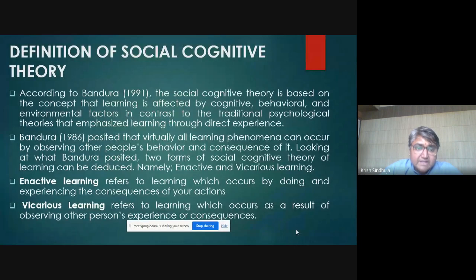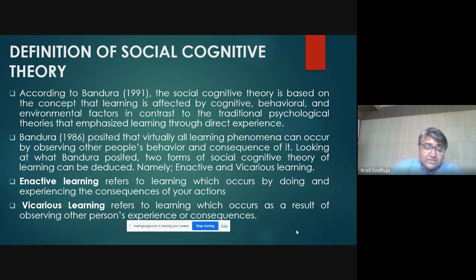So Albert Bandura looks at social cognitive theory in two major components: enactive and vicarious learning. Enactive learning refers to what occurs by doing, through experience. Through one action that you do, you will have some favorable and unfavorable outcomes. Based on that, you learn, okay, this is how I need to fine tune the outcomes. So that is one part.